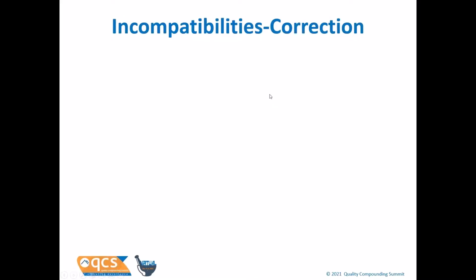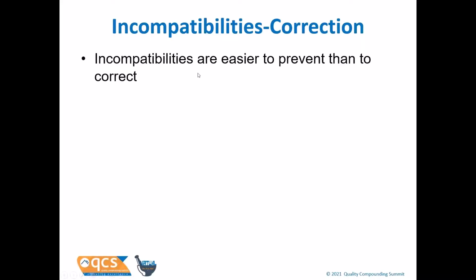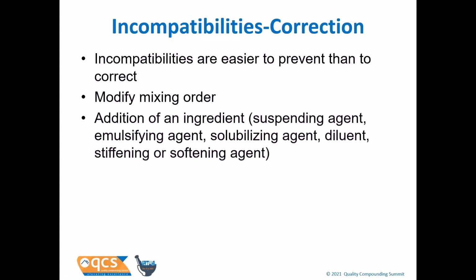How can you correct incompatibilities? You got something that you know is not supposed to work. Well, the first law that you need to know is that they are easier to prevent than to correct, okay? Incompatibilities are easier to prevent than correct. You can modify a mixing order. We're going to see an example of that here in just a few minutes. Modify the mixing order. Or you can add an ingredient such as a suspending agent, emulsifying agent.